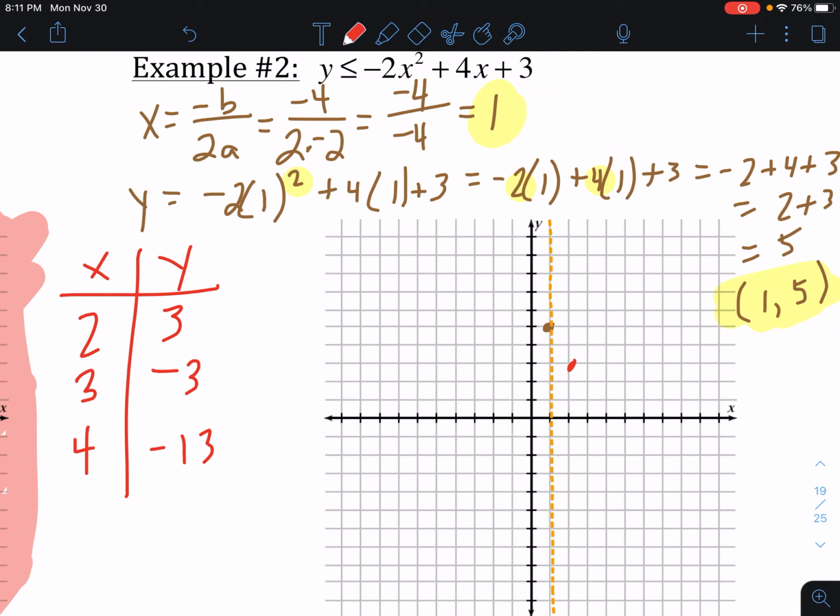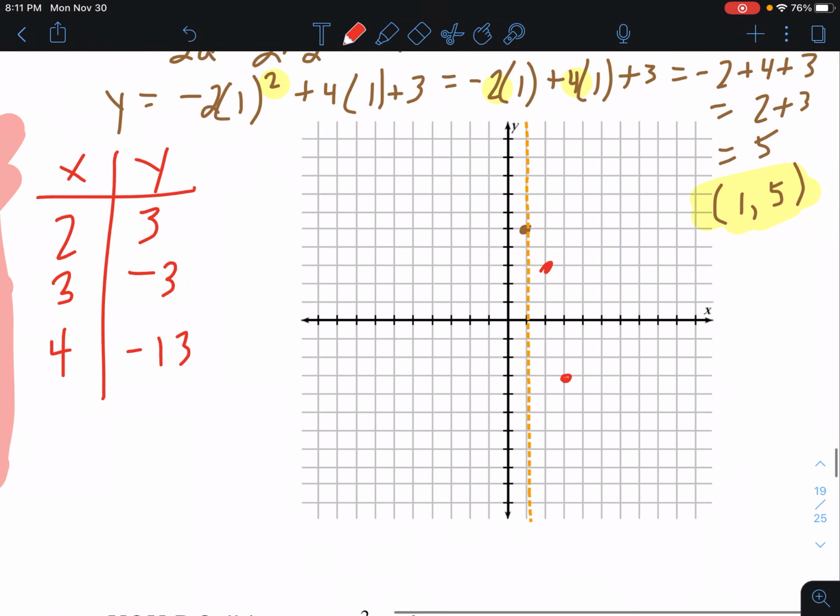We got 2, 3. 3, negative 3, and 4, negative 13 is way off the graph, so we're not going to worry about that. So we put points on the other side of the axis here and here.